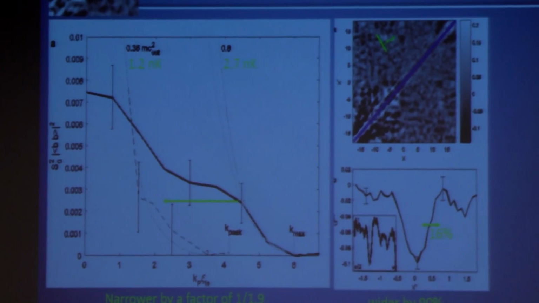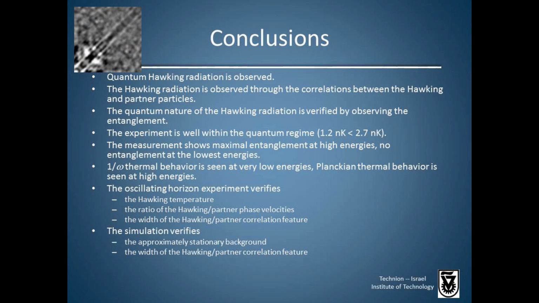We showed in a couple of ways that it's statistically significant. So in conclusion, quantum Hawking radiation has been observed. The Hawking radiation is observed through the correlations between the Hawking and partner particles. The quantum nature of the Hawking radiation is verified by observing the entanglement. The experiment is well within the quantum regime, characterized by spontaneous emission and entanglement, since the 1.2 nanokelvin measured Hawking temperature is significantly less than 2.7 nanokelvin.